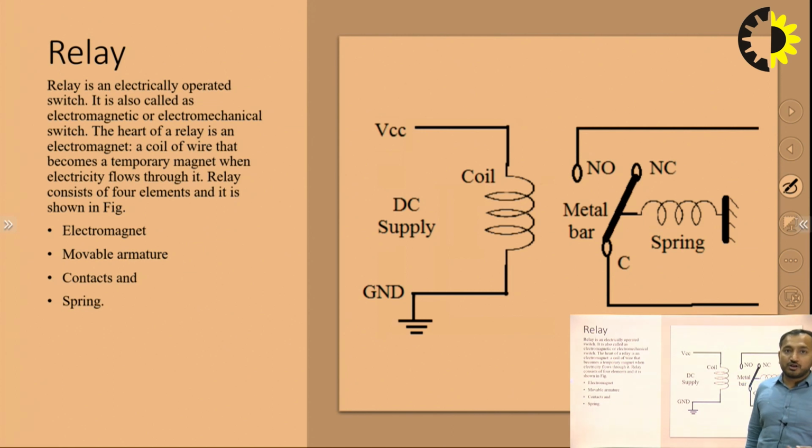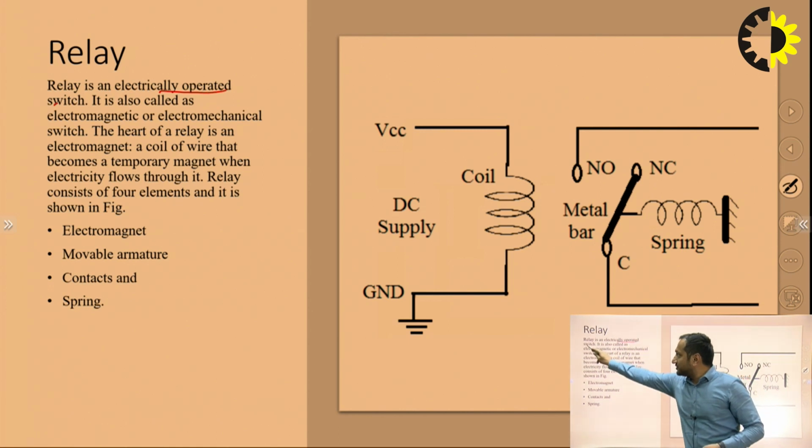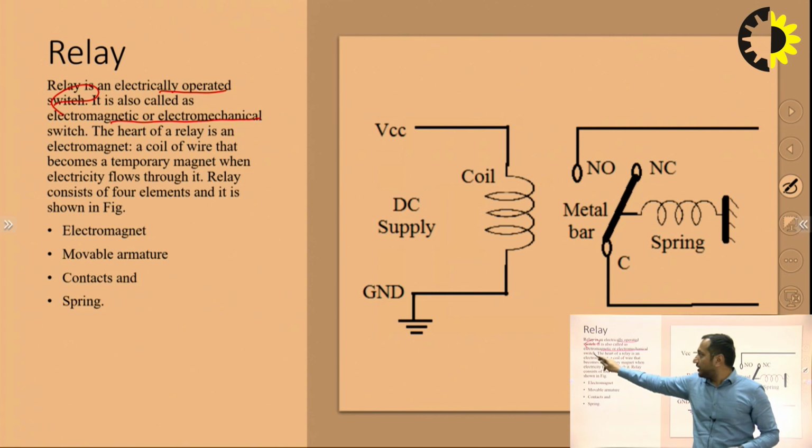Relays were used as switches in old times, in the early automation days, like in the 60s and 70s. Today relays are also used, but at that time they were used in extensive numbers. A relay was essentially a switch which helped to connect various lines in an industry. So what is a relay? A relay is an electrically operated switch. It is nothing but a switch, also called an electromagnetic or electromechanical switch.